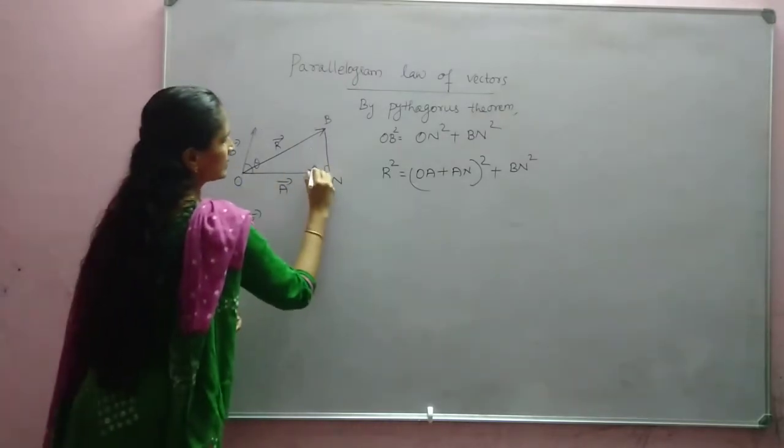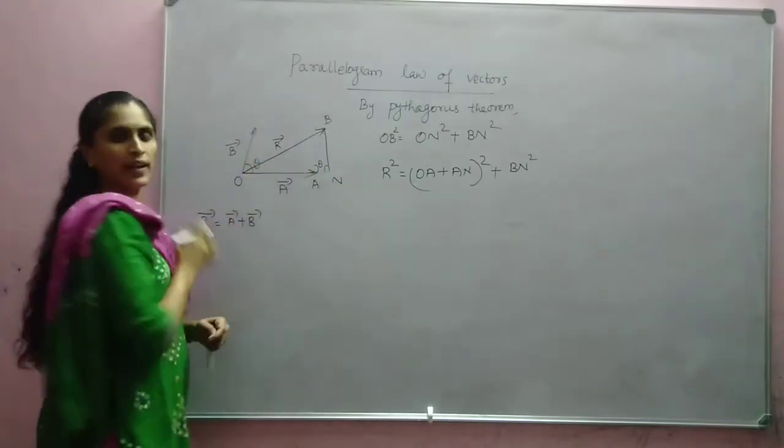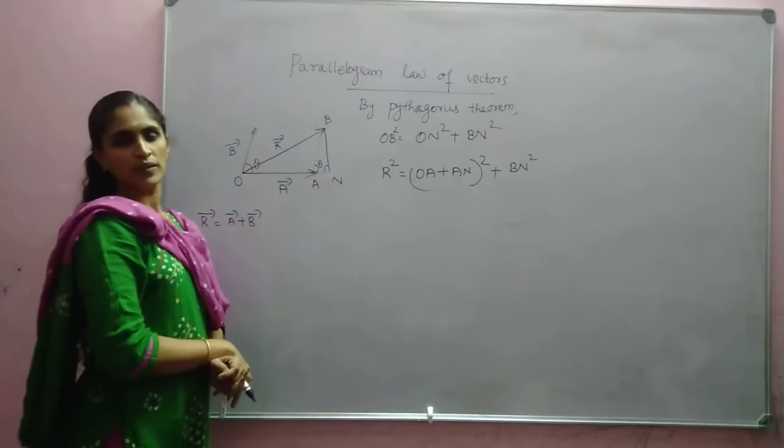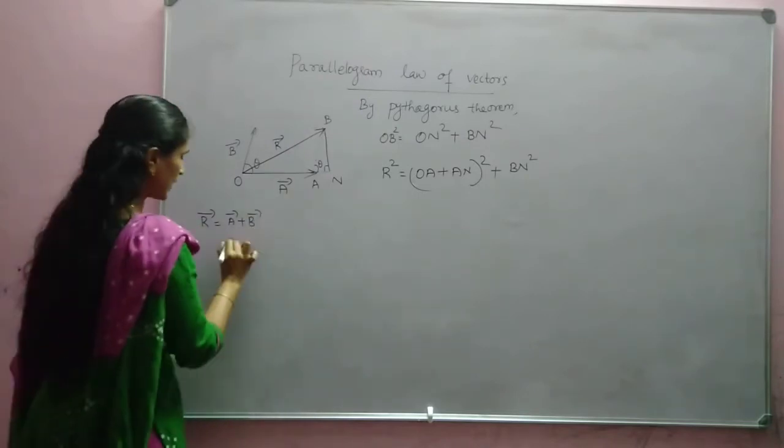So we can write this angle also will be theta. Why is it theta? Because parallel lines are there, so the corresponding angles will be equal. Okay. Now we can consider the triangle.